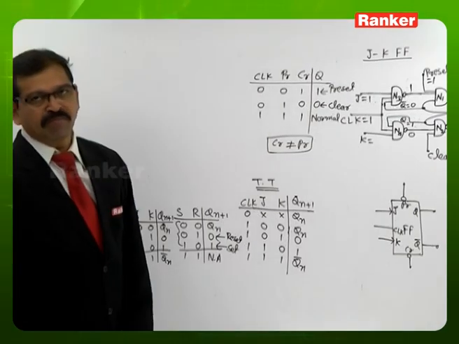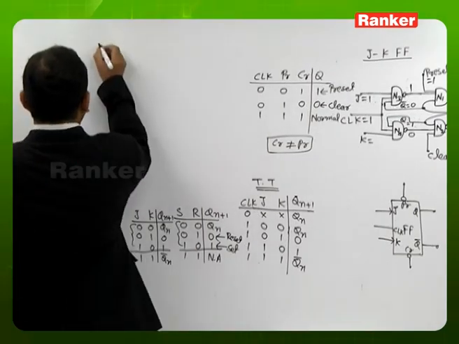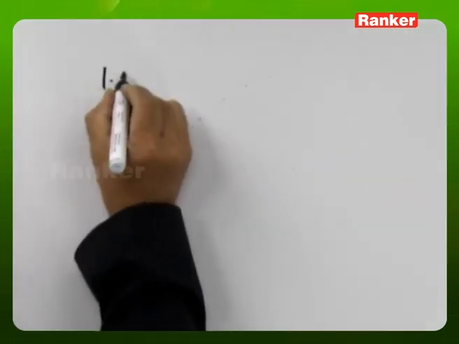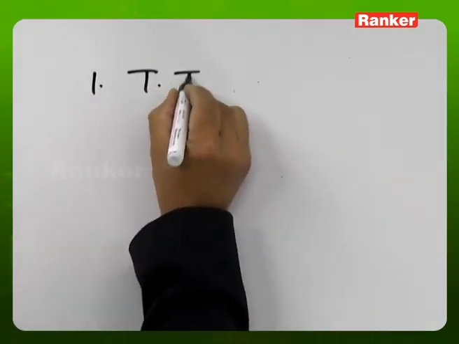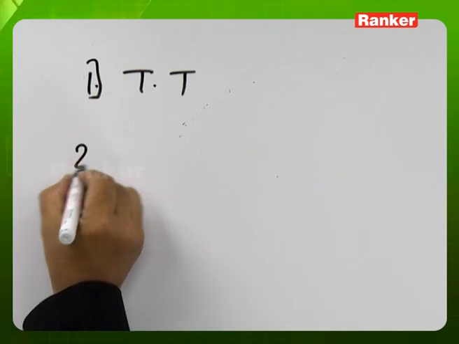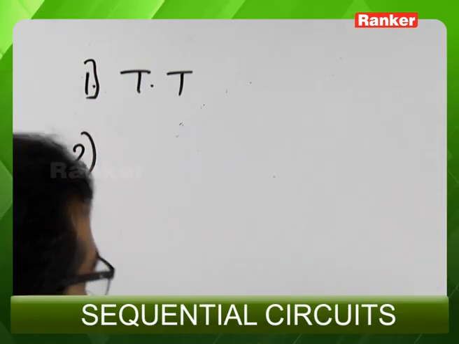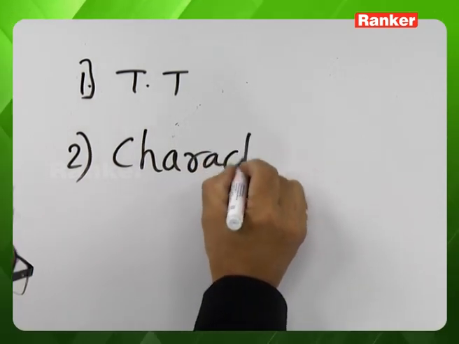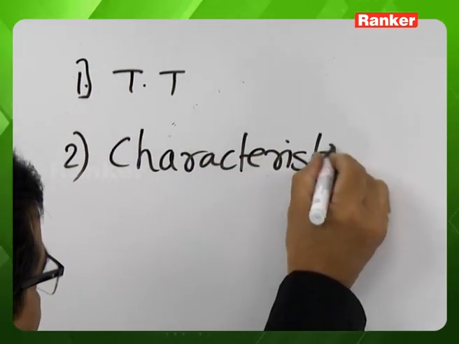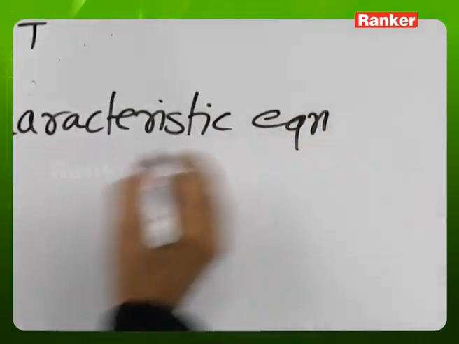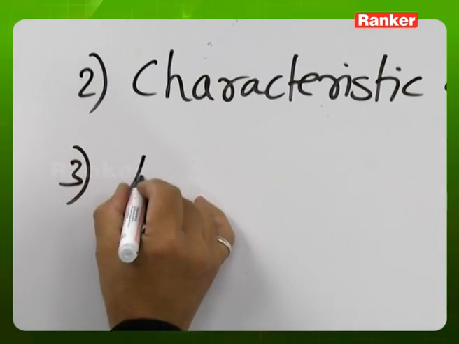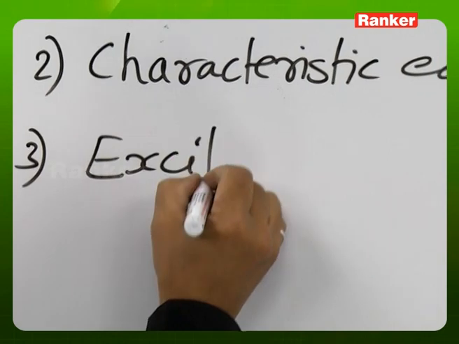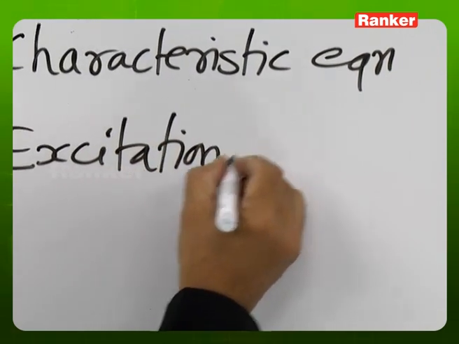For the study of flip-flops, apart from the truth table, we need to talk about the flip-flop characteristic equation, and also we need to talk about the excitation table.